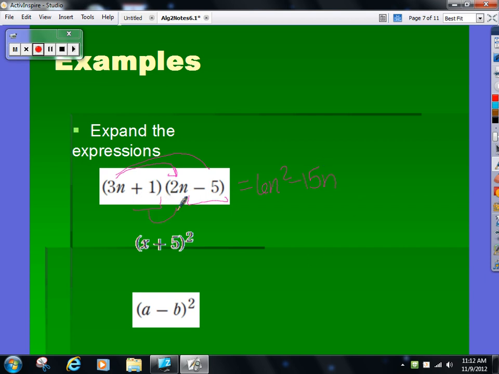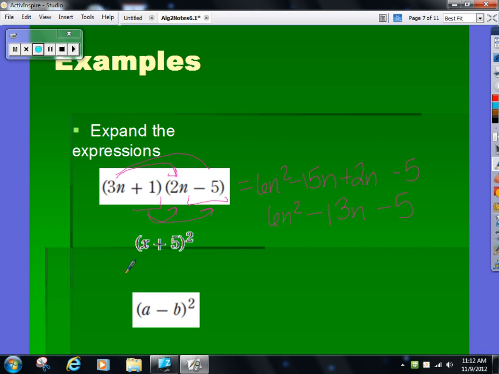Distribute the 1 now. 1 plus 2n is 2n. I said plus, but you knew I meant multiply. 1 times negative 5 is negative 5. Clean it up if you can. That's 6n squared minus 13n minus 5. And when you expand it, that's your answer.